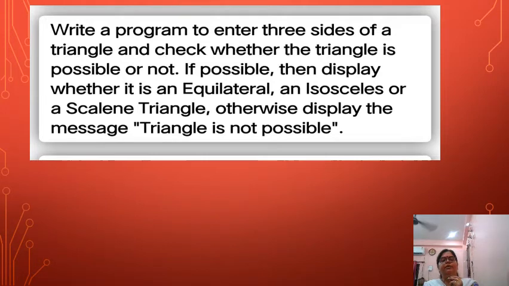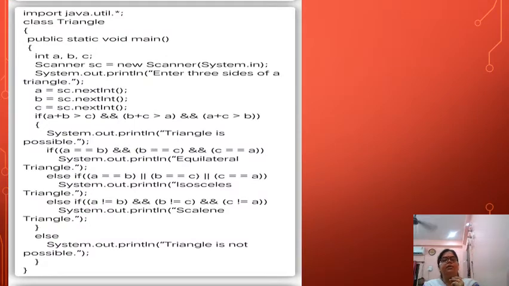Now, write a program to enter three sides of a triangle and check whether a triangle is possible or not. If possible, then display whether it is equilateral, isosceles or scalene, otherwise display the message triangle is not possible. Students, I think you have all done this program once before, in switch case I suppose, or you can go with if again.